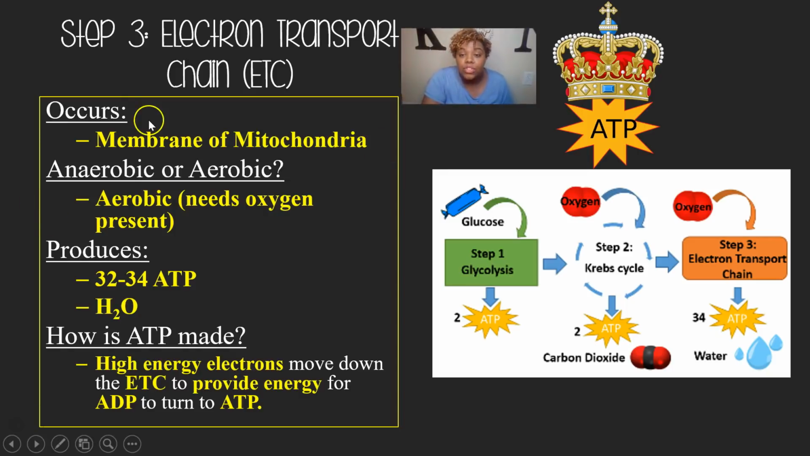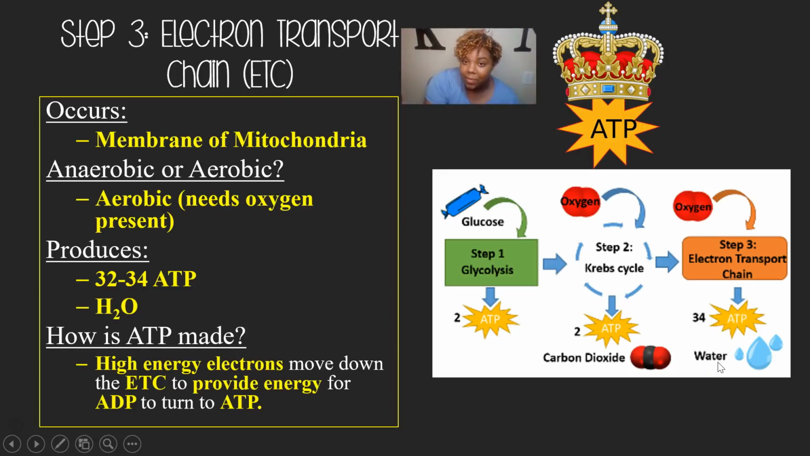All right. Just like the Krebs cycle, electron transport chain needs oxygen. It is aerobic. And this one is the king of ATP. Notice how, like, all hail the crown, okay? So if you look right here, look how much it makes. It makes 32 to 34 ATP. These only made 2. So if you cut oxygen, you're missing a lot of your ATP. And it also makes water.